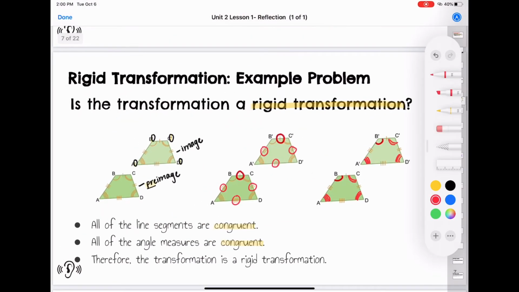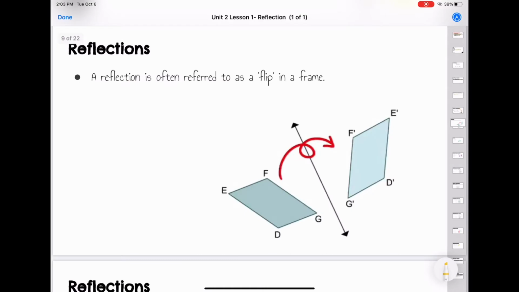Therefore, because we can conclude that all the line segments are congruent and all the angle measures are congruent, we can conclude that this transformation is in fact a rigid transformation. So what exactly is a reflection? Well, a reflection is also often referred to as a flip.